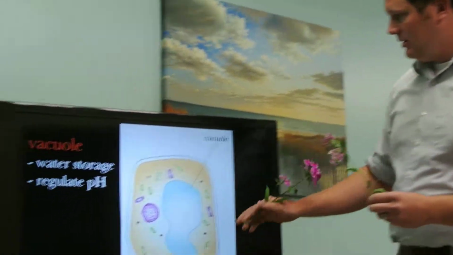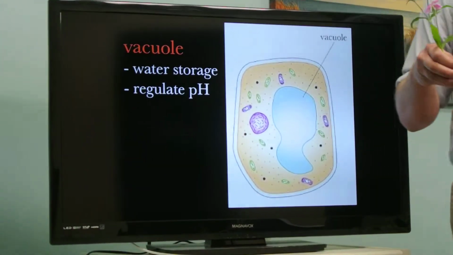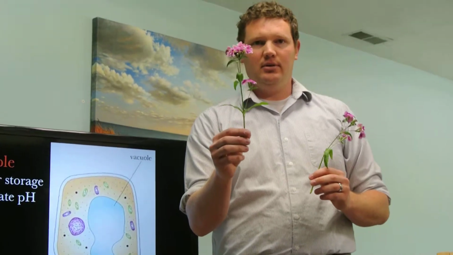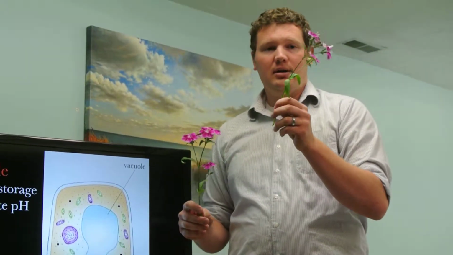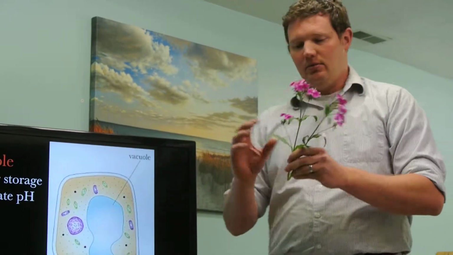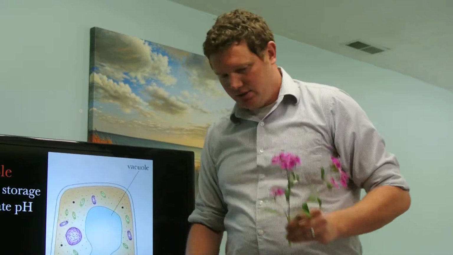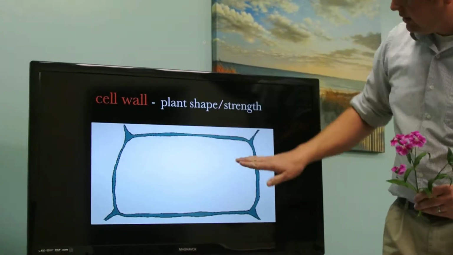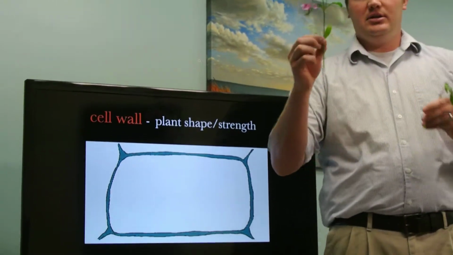Well, the vacuole fills up with water. In this one, the cells are full, the vacuoles are full of water in this plant. In this one, they're not. It's dehydrated. So as the vacuole fills up with water, it pushes pressure on the cell wall. It pushes out on the cell wall, giving it its strength.